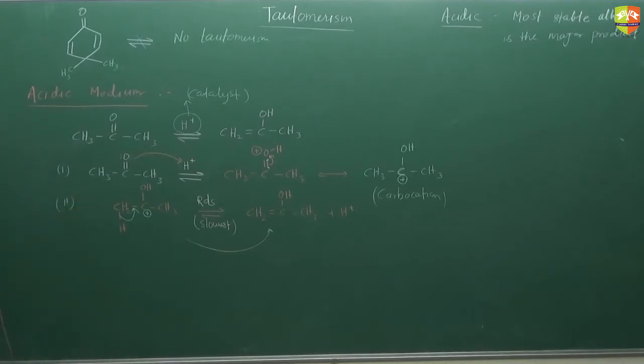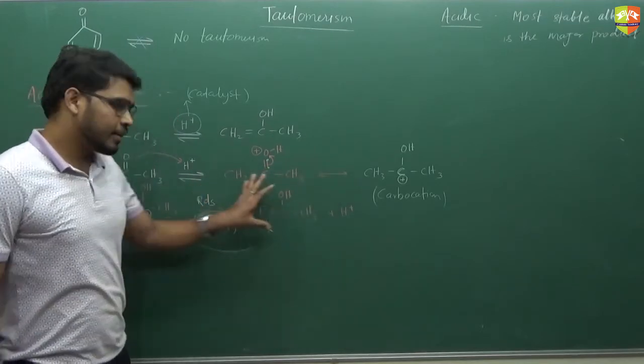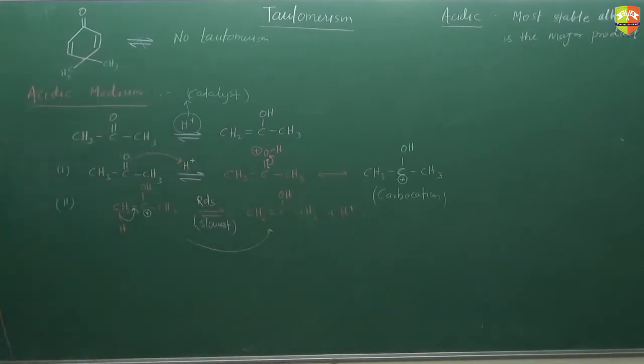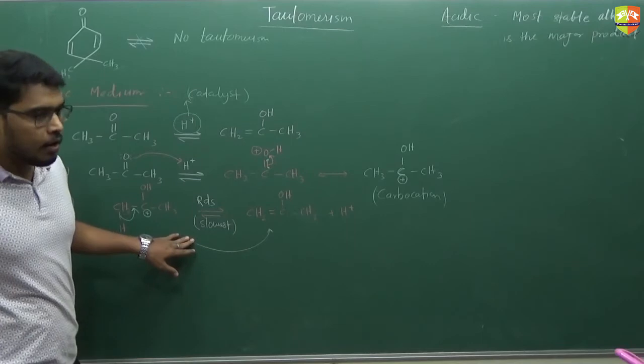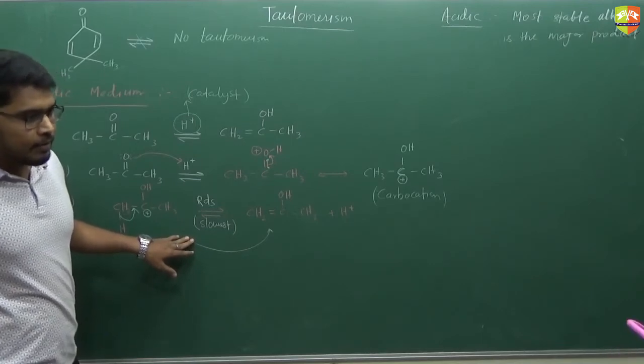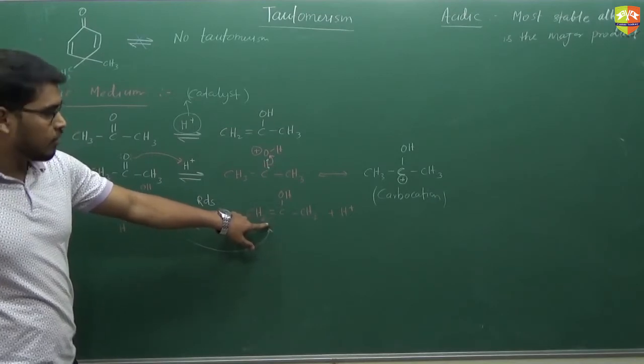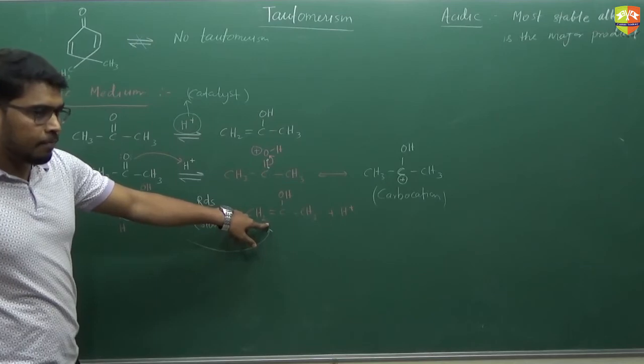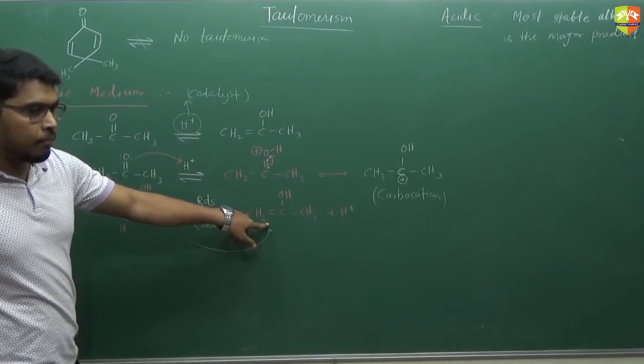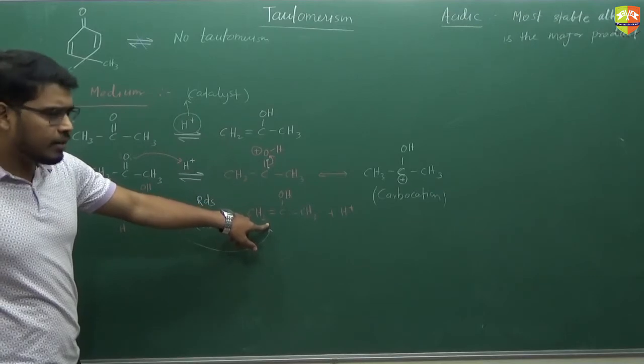Okay? So like, I didn't understand. See, this is the mechanism. Did you understand this? Because like, I got that this is the RDS. But then if this is the RDS, then like this had to be formed over here, right? Like this first step takes very little time. Right. And then after that, it has to do that, right? It has to form that, right? Because H plus is only a catalyst. Right. Then how can you say that this will be the less stable product? Because it's doing that independently.